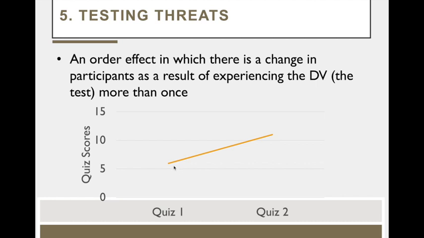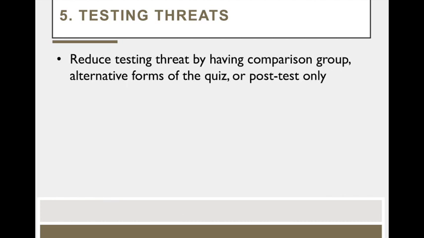The problem is that this has an order effect, right? This is a testing threat, that the participants maybe are just more familiar with the testing style of the instructor between quiz 1 and quiz 2. And maybe that's why they got better, and not because of the actual flipped classroom effect. The way you would stop this is you would have a comparison group where you didn't do that flipped classroom.